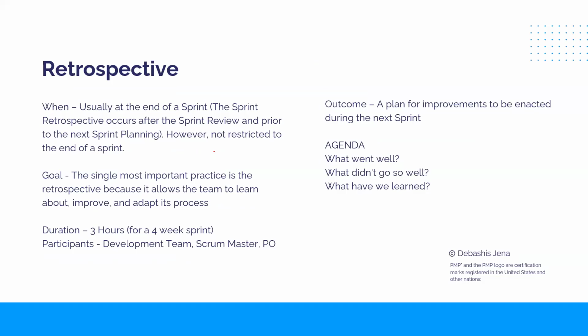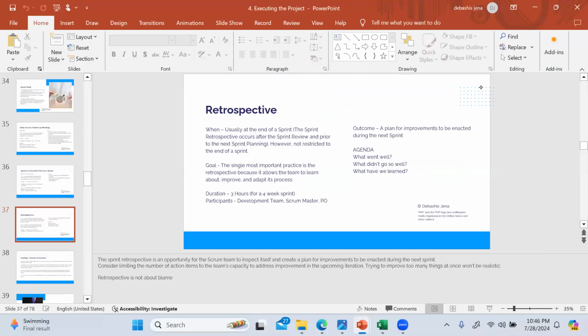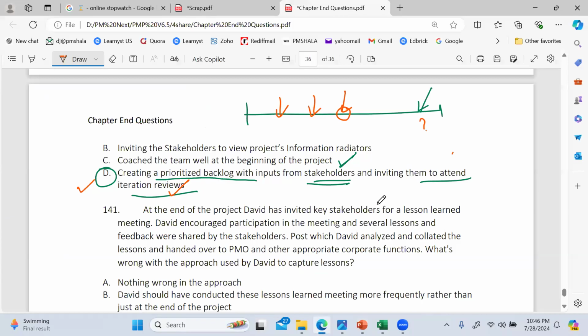Come to retrospective. Retrospective is no demo, nothing. What went well, what didn't go well, what have we learned, what improvements to make in the next sprint. Hope you understand clearly. They're very different. Yeah, okay. That's why I picked A, because I thought the iteration review was a retrospective and the stakeholders don't belong in a retrospective. Right. So these terms will take some time to sink in. They appear similar, right?